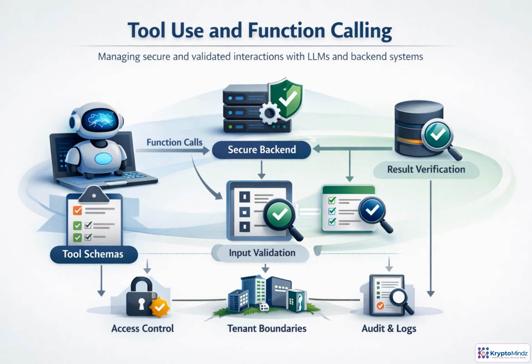Function calling turns an LLM from a text generator into a coordinator of actions, so the safety boundary is critical. Define each tool with a strict schema, allowed parameters, clear descriptions, and expected outputs. The model can propose which function to call, but trusted backend code decides whether it actually runs. Before execution, validate arguments, enforce permissions, and respect tenant boundaries.